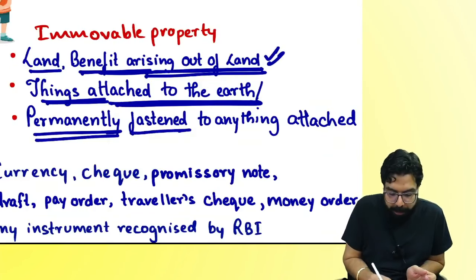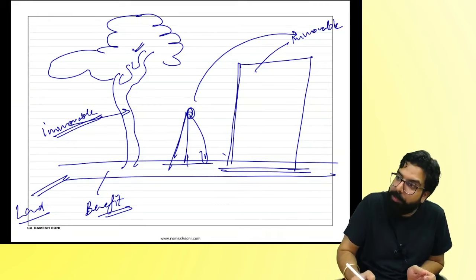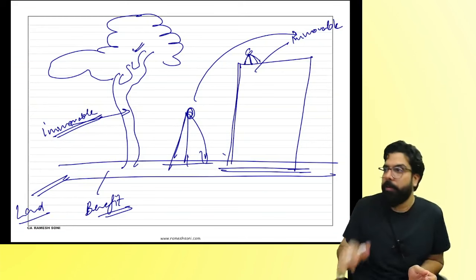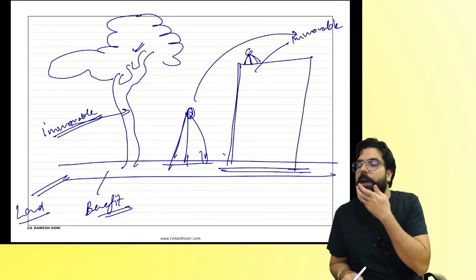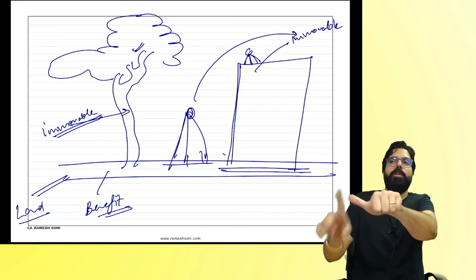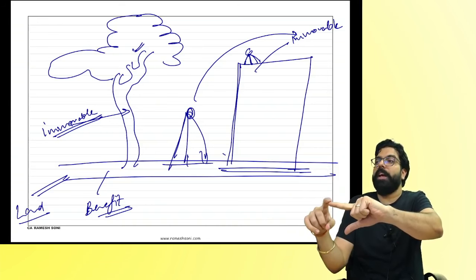Permanently fastened to anything attached. For example, this building is attached to the earth. On this building, I installed one telecommunication tower permanently. Movable, immovable? Louder. Immovable. Can I go ahead, everyone? First thing I told you: land. Clear? Movable, immovable?